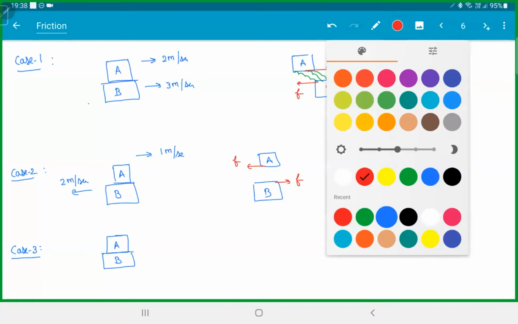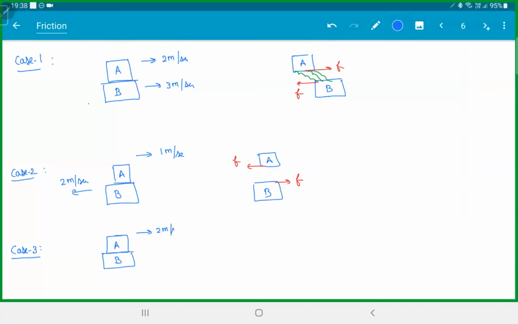What about the next case? This is going 2 meter per second. This guy is also going 2 meter per second. Answers anyone? What is the friction here? 0, right? If both are going together, why should I go and pull anyone? There will be no friction. There's no relative velocity. Clear? Next thing.